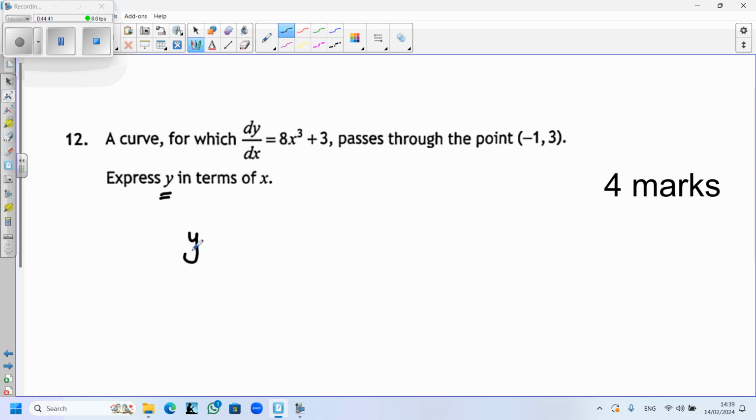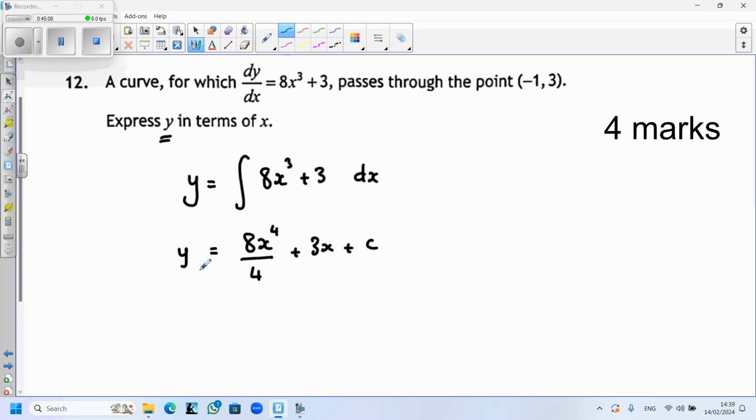So y is going to be equal to the integral of 8x cubed plus 3. And don't forget dx, we're doing the x's. Rules for integration: add 1 onto the power, divide by your new power. So that gives me 8x to the power of 4 over 4 plus 3x and plus c. We'll carry that y down there.